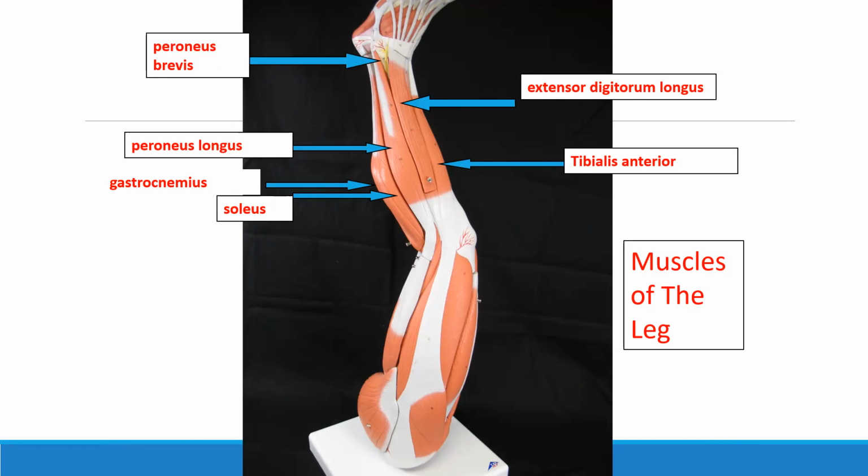There's a lot of muscles to name. So, tibialis anterior, right next to the anterior crest of the tibia. Adjacent to the tibialis anterior is the extensor digitorum longus. The soleus muscle is on top of the gastrocnemius. The gastrocnemius is our very large calf muscle. And then we have the peroneus longus in between the soleus and the extensor digitorum longus. And this little yellow structure here is the peroneus brevis.